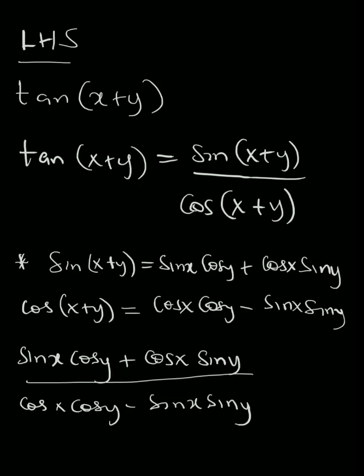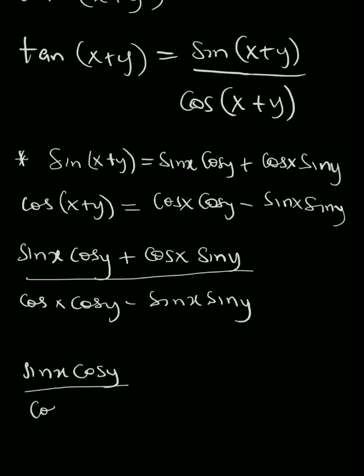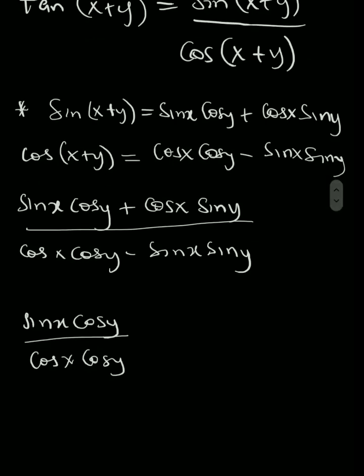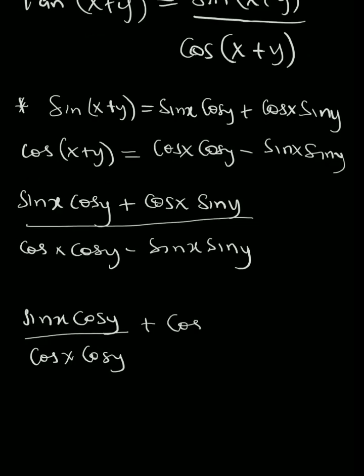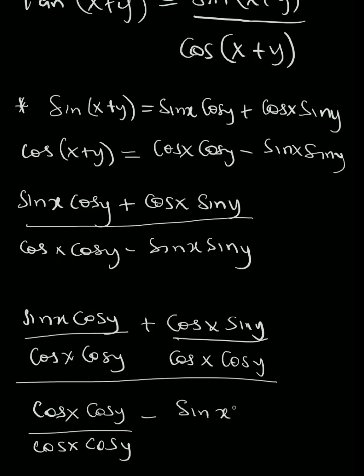So the first part of the numerator is sin x cos y divided by cos x cos y, plus the second part cos x sin y also divided by cos x cos y, over cos x cos y divided by itself, then minus sin x sin y divided by cos x cos y.